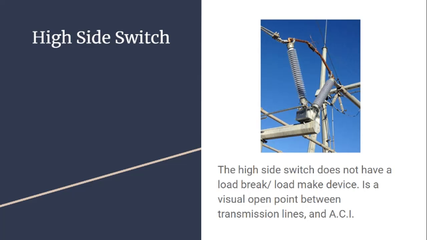All right, high side switch, and pay attention to these pictures. The high side switch does not have a load break, load make device. Well, I'm glad he gave that description because there's none on the switch. It is a visual open point between transmission lines and the ACI. So when I open this switch, I'm going to have one visual open point.